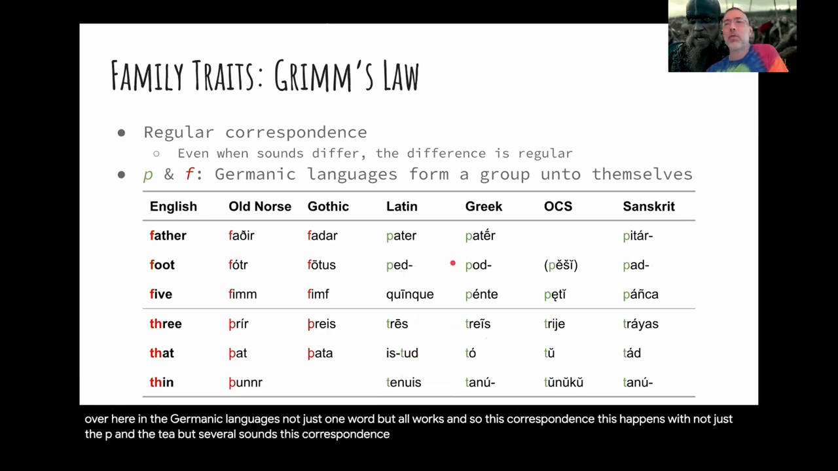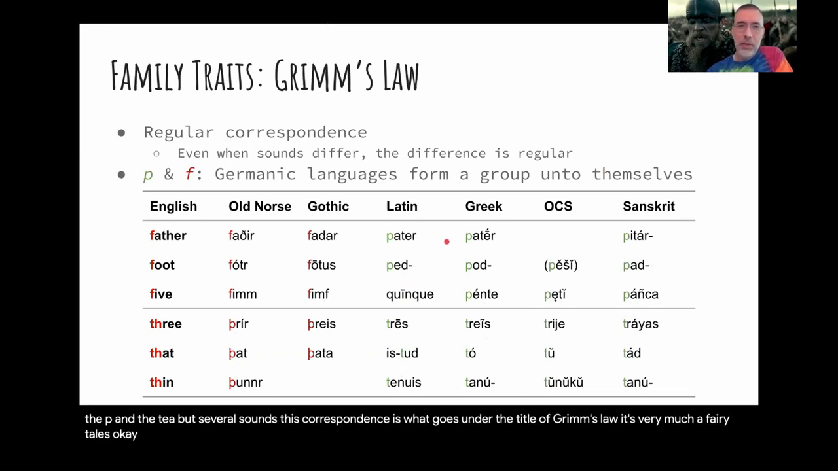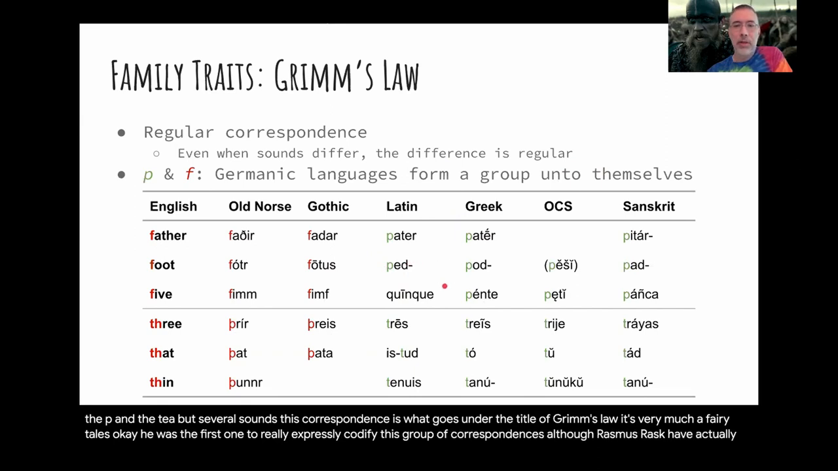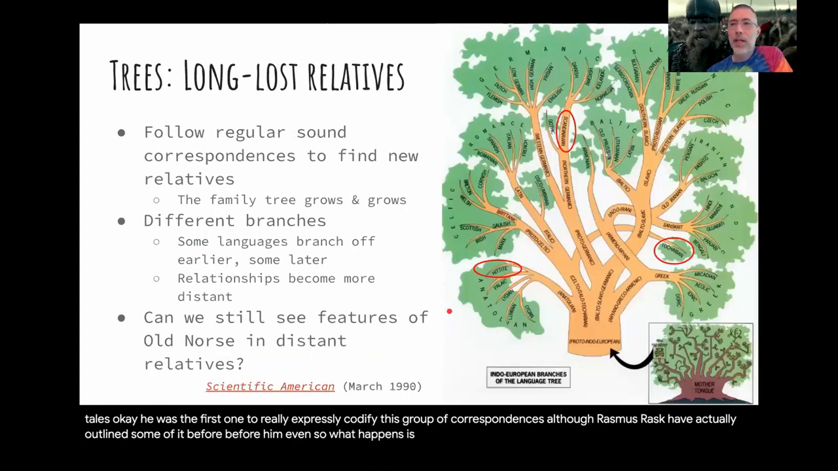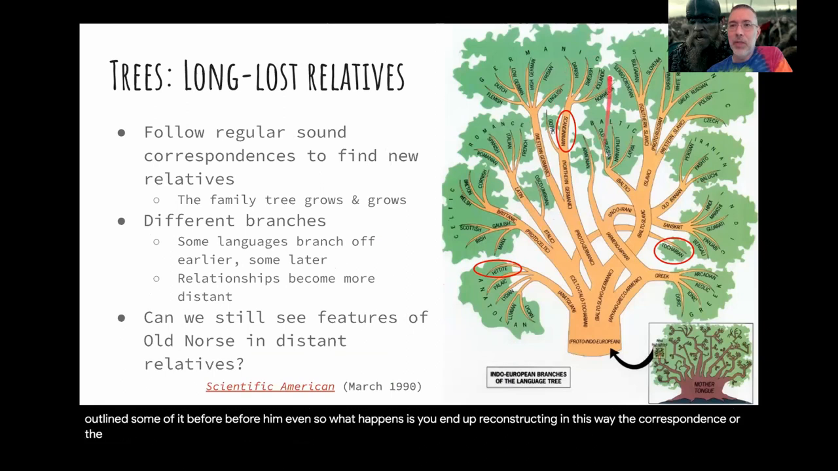This correspondence is what goes under the title of Grimm's Law, named after Jakob Grimm, one of the brothers Grimm of the fairy tales. Okay. He was the first one to really expressly codify this group of correspondences, although Rasmus Rask had actually outlined some of it even before him. So what happens is you end up reconstructing in this way the relationship between the Germanic languages and the Slavic languages, and not only the Romance languages, and not only those, but the Slavic languages and even Indic languages, right?